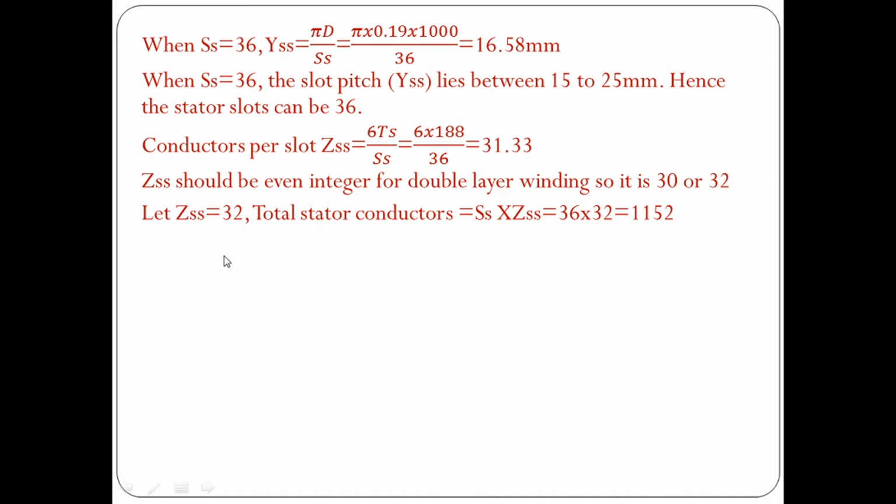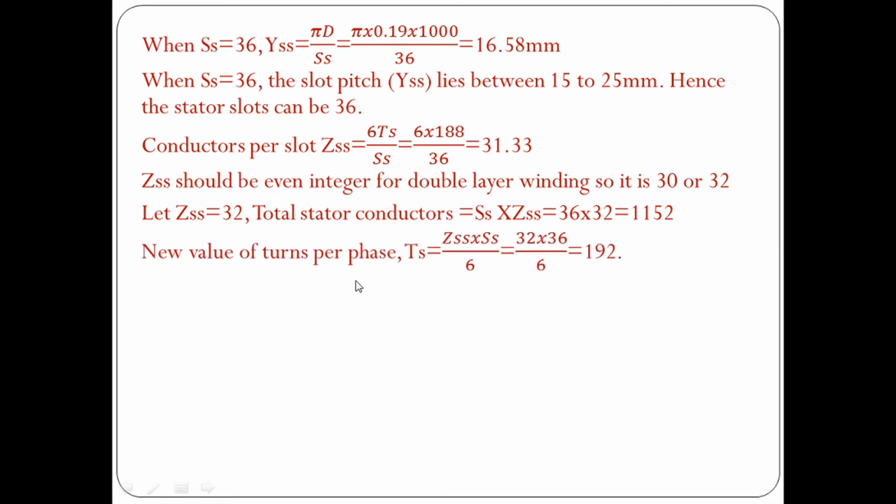So by considering 32, let ZSS be 32, then the total stator conductors is equal to SS into ZSS. So SS is the number of stator slots, that is 36, into the number of conductors per slot, 32. So finally you will be getting 1152. So that is the total stator conductors.